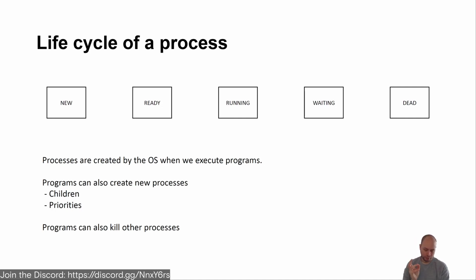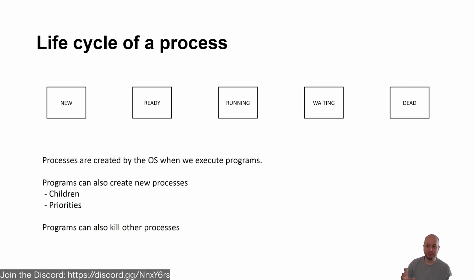Effectively, to go into depth, processes are created by the OS when we execute programs. Programs can also create new processes, so you can do this with children. Also keep in mind that processes have priorities, so we have ways to manipulate how often and in what way processes can run, and we'll talk a little bit about schedulers and how that works. And also programs can kill other processes. In fact, this is exactly how most processes get killed.